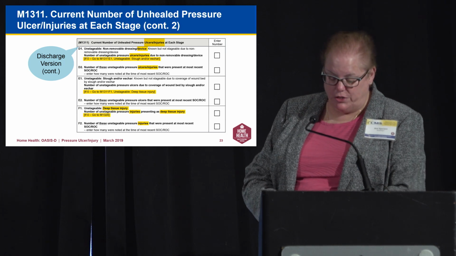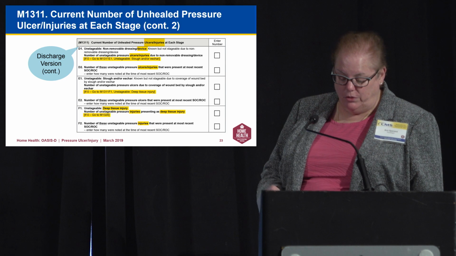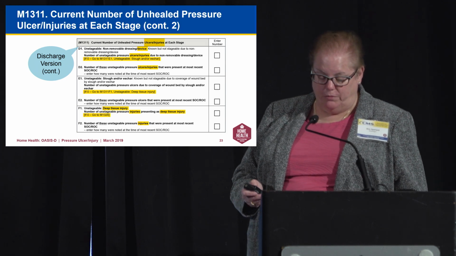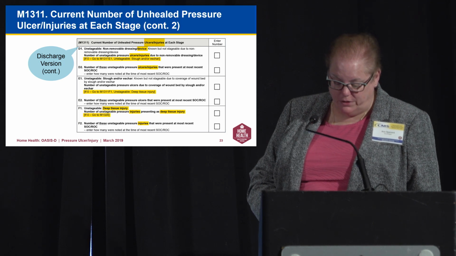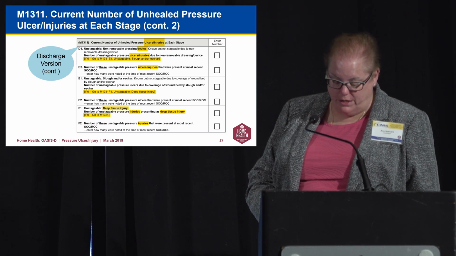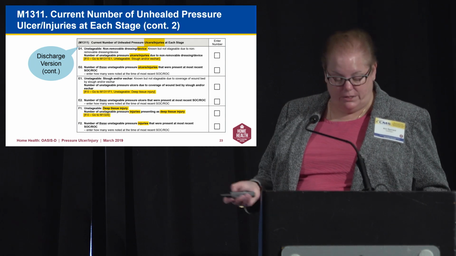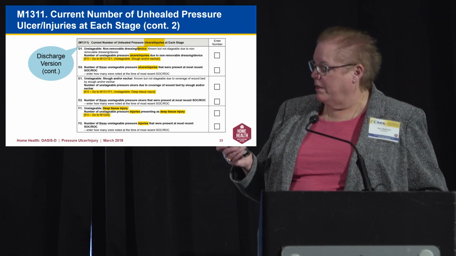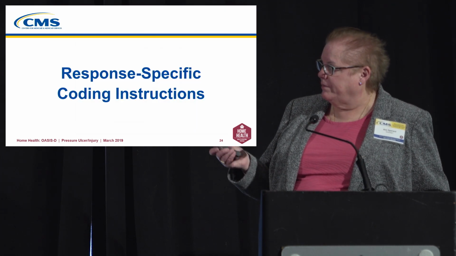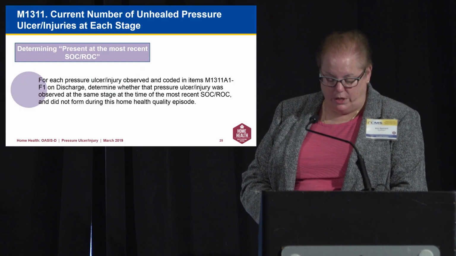And then here is just, again, highlighting some of the changes. But here we're looking at the unstageable for non-removable dressing or device. And then we have the unstageable slough and eschar, and then unstageable deep tissue injury. And again, you're being asked the same thing. What do I have on discharge? And of those, what were present upon admission or start of care? So let's go through and work on some of these.